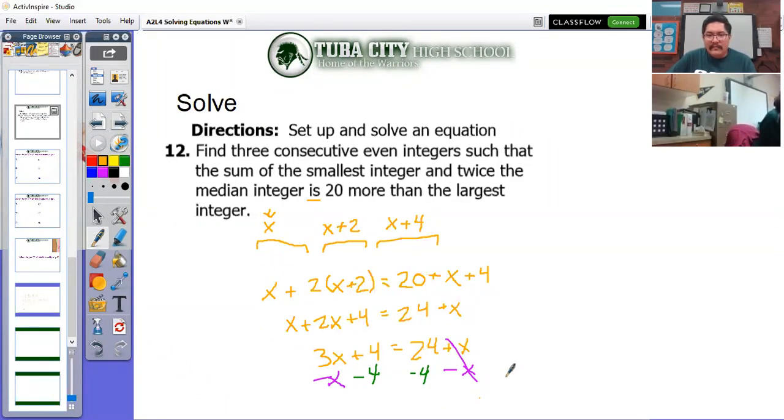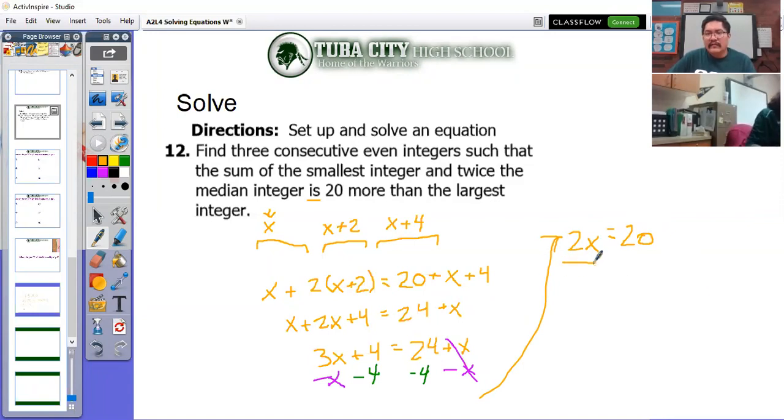Now I'm going to re-put this up here because I'm out of space. 3x minus x is 2x. 4 minus 4 is 0, so we have nothing left there. And 24 minus 4 is 20. So there you go. I got all my regular numbers on one side and my variable on the other.